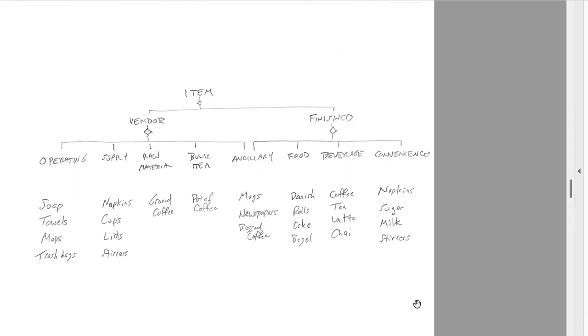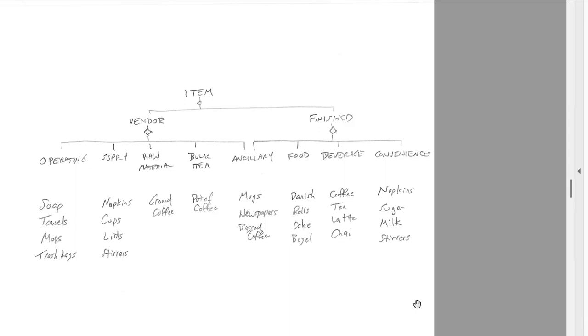Then I've got my food items, my Danish, my rolls, my cakes, my bagels. So I've got my beverages, my coffee, my tea, my lattes and chais, and I've got convenience items at the add-in tray, so napkins and sugar and milk and stirrers and things of that nature. So there's lots of items throughout the shop. There's so many, in fact, you don't want to make the mistake of starting to create different stocks for every one of them. You're just going to manage items overall and then deal with attributes in your model to know what type it is and how much there is at any given time.